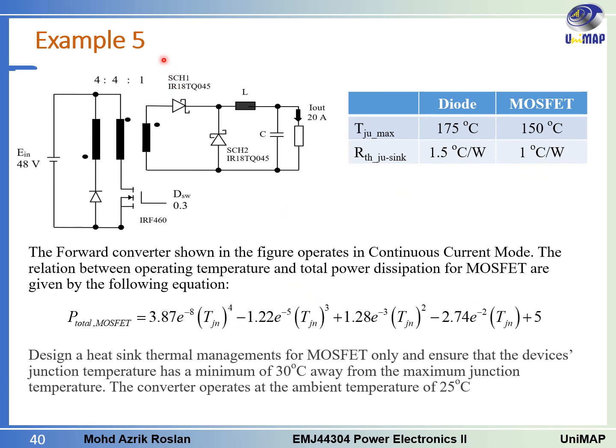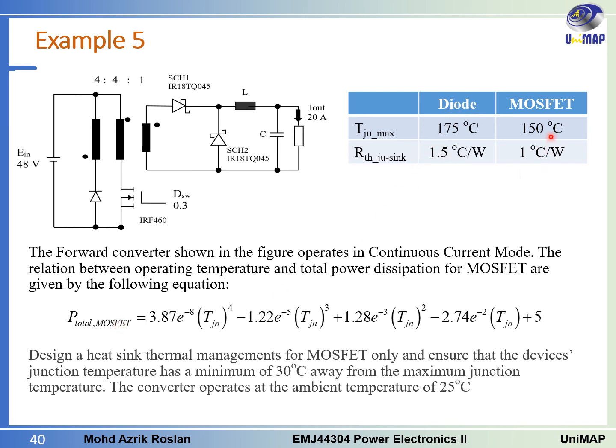Okay, now we are at example number 5. So this is a little bit different from the previous example. In this example, still using the forward converter, the relationship between the junction temperature and the total power dissipation for the MOSFET is given by the following equation. So this is the dissipated power, and if you select any value of junction temperature, you put it in this equation, and then you will get the dissipated power for the MOSFET.